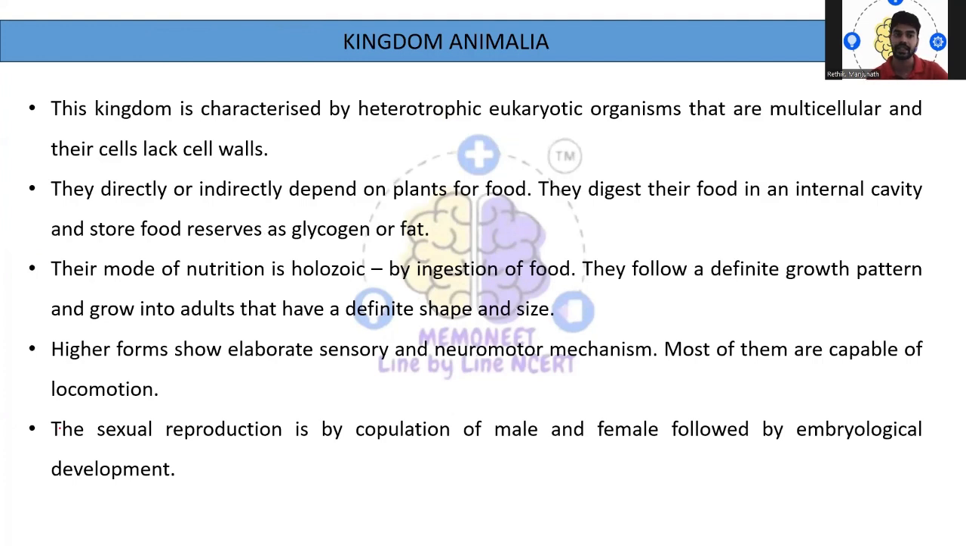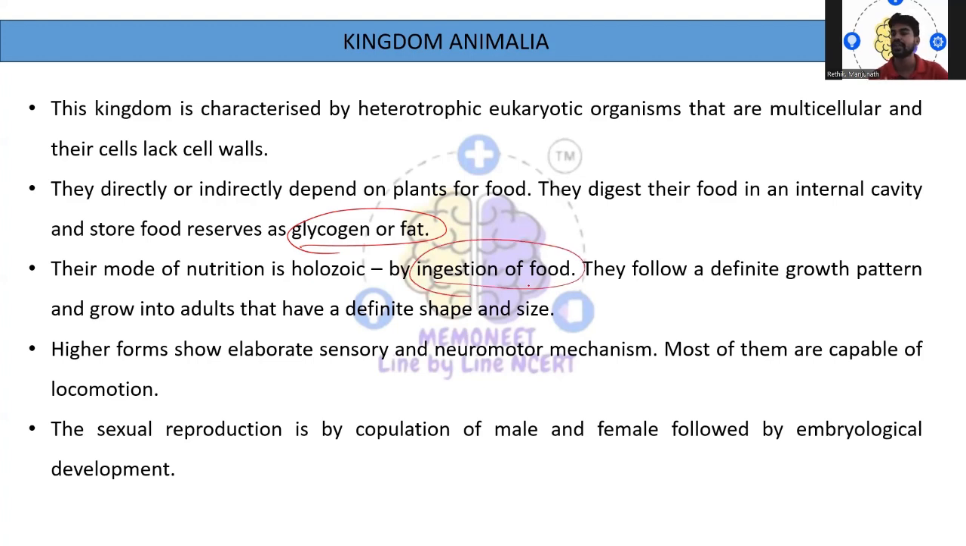The next one is the animal kingdom. This kingdom is characterized by heterotrophic, multicellular eukaryotic organisms, and their cells lack cell walls. They directly or indirectly depend on plants for their food. They digest their food in an internal cavity and store reserve food in the form of glycogen or fat. Their mode of nutrition is holozoic, that is, they ingest the food.